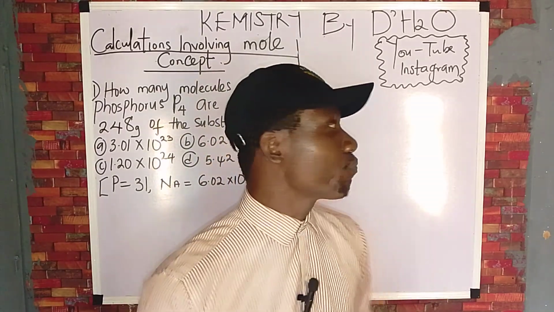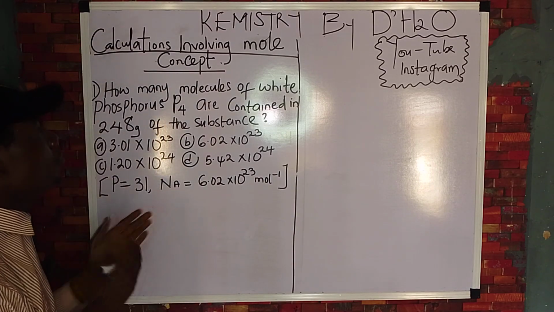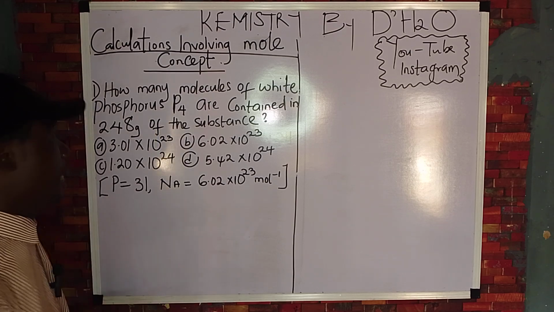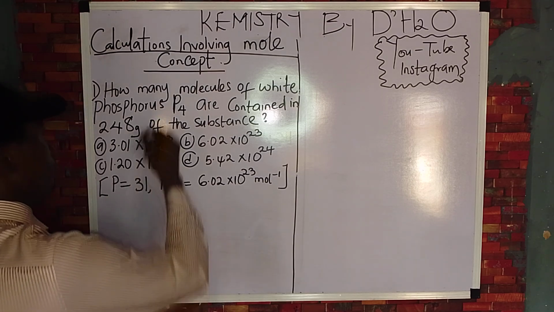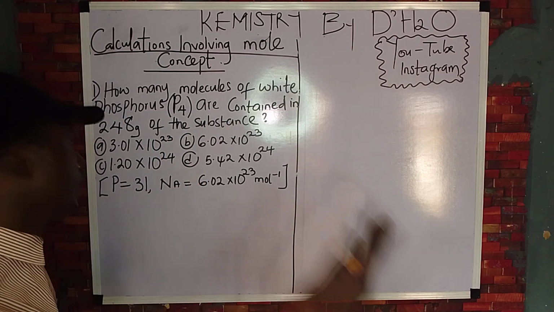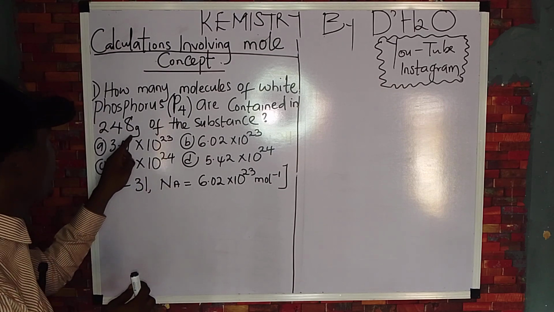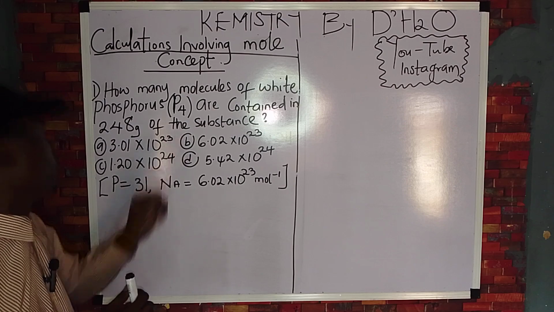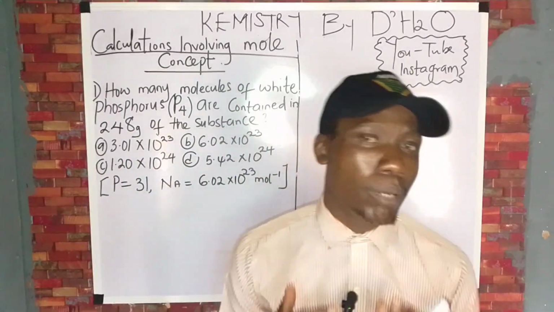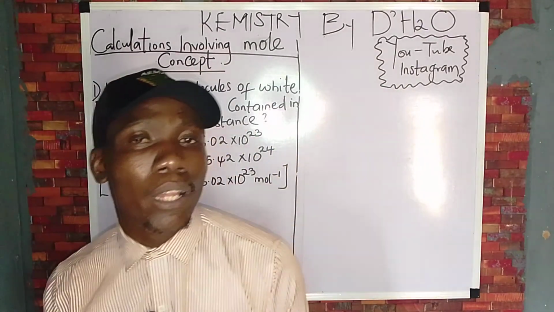Okay, now the question on the board says: how many molecules of white phosphorus, and they gave us the formula of phosphorus. Remember that phosphorus is a polyatomic molecule, are contained in 248 grams of the substance? How many molecules? Please, this is not number of moles. No, they are looking for the number of molecules.